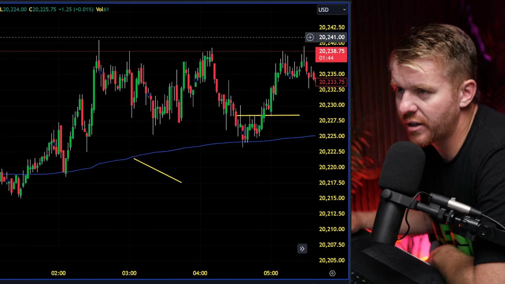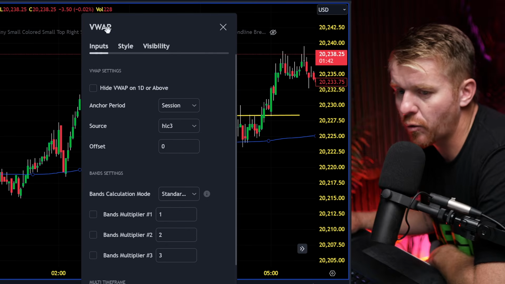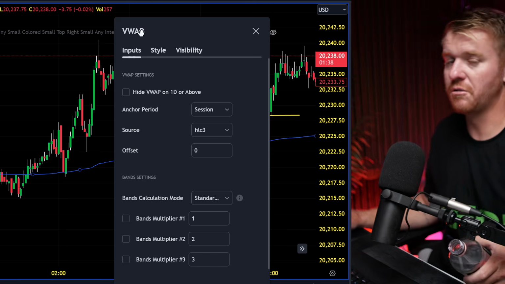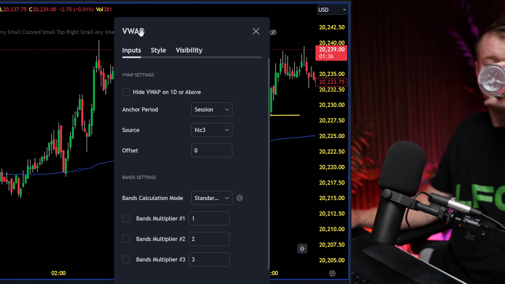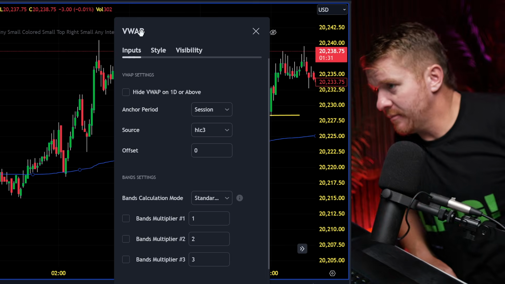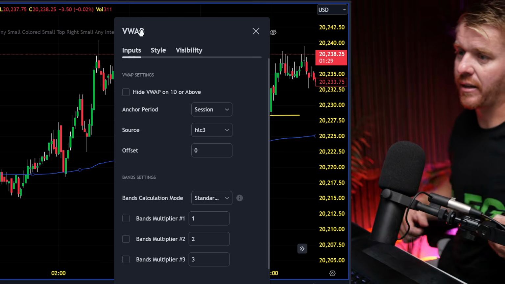We love it. We use it. If you guys are never using the VWAP, I don't change the settings there on the VWAP. I pretty much leave it just like that. So you all can see, those are my VWAP settings.